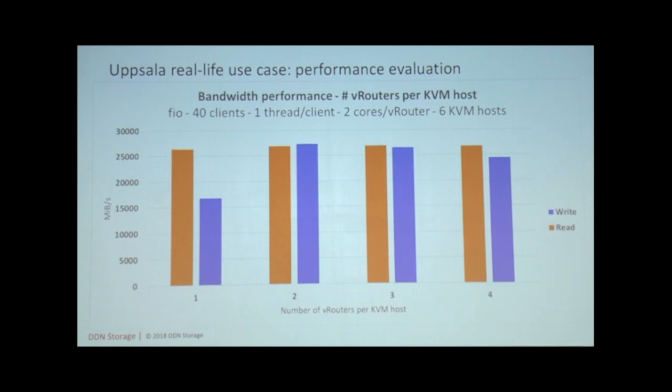We configured virtual routers with only 2 cores, and we instantiated a number of them on the KVM host. Here on the x-axis, 1 means we have 1 virtual router running per KVM host. Because we have 6 KVM hosts, it means 6 virtual routers. 2 means 12 virtual routers. And as you can see, as soon as we have 2 virtual routers per KVM host, we're able to reach the maximum performance. So it confirms the idea that it's more important to have multiple instances running in parallel than a few larger instances.